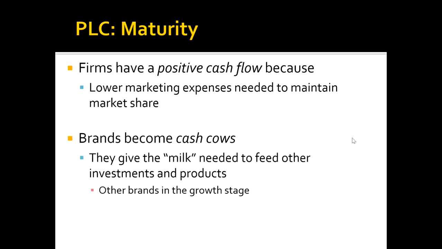These are the well-established brands that have been around for a long time. And they're called cash cows because they give the milk that's needed to feed new investments, just like mother's milk is to help their babies grow. So instead of having a cash flow issue, these brands give off cash. You have to be careful though during maturity.